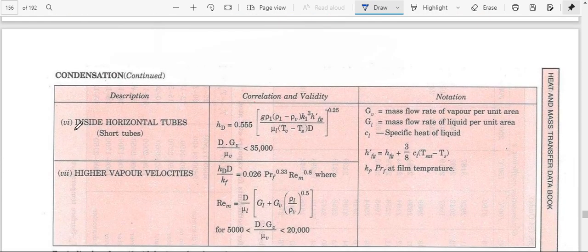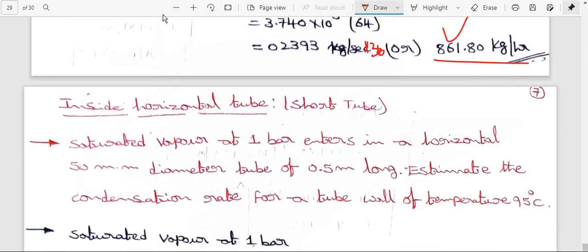So I'm coming to the inside horizontal tubes. Here this is also Reynolds number, so we have to consider the Reynolds number is less than 3500. But in our regular problems we don't want to calculate the Reynolds number.